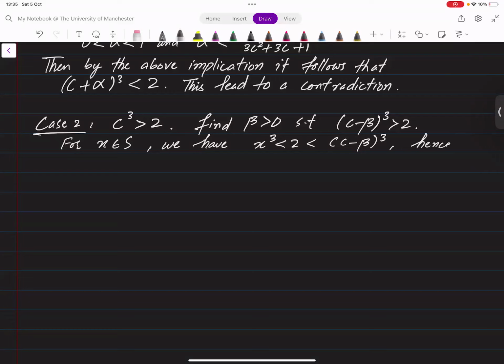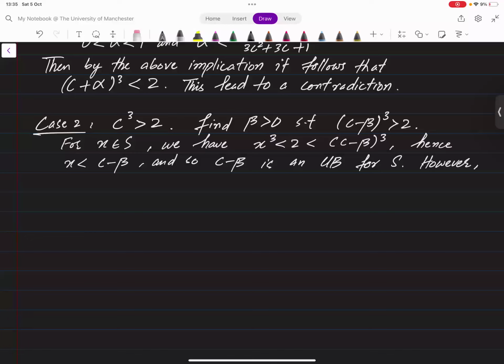Hence, x is less than c minus beta, and so c minus beta is an upper bound for S. However, c is a least upper bound of S. So this is a contradiction.